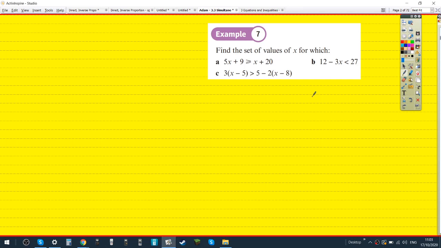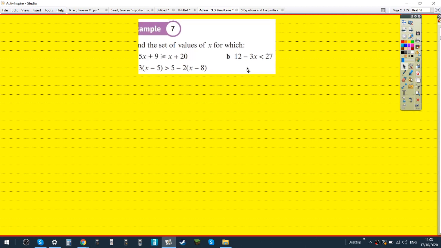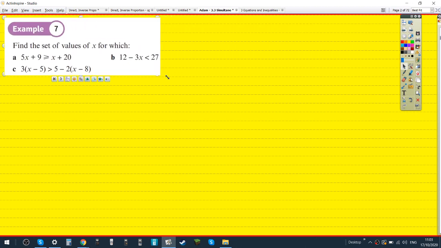So get x on one side. Minus 20 on both sides? You could. What I would start with is always eliminate the smaller unknown. Always eliminate the smaller x first. So would you minus x?